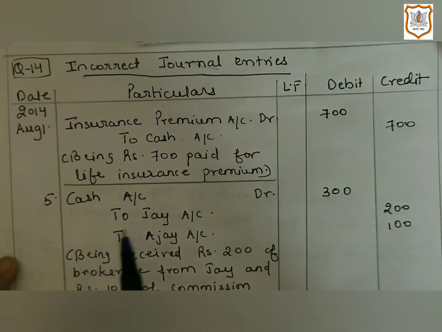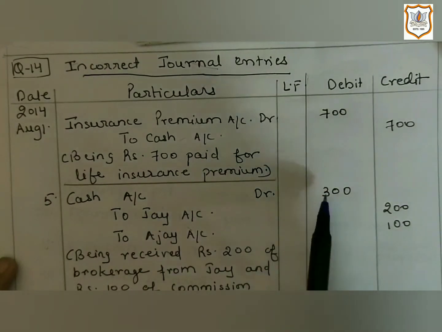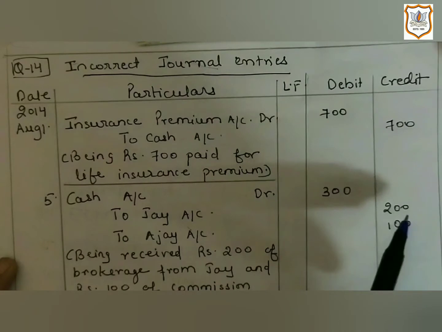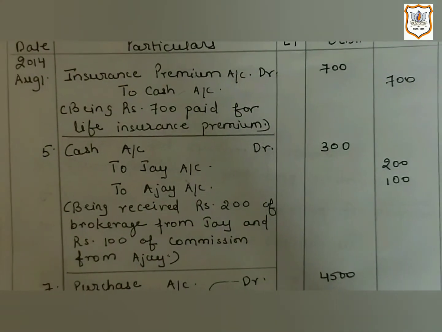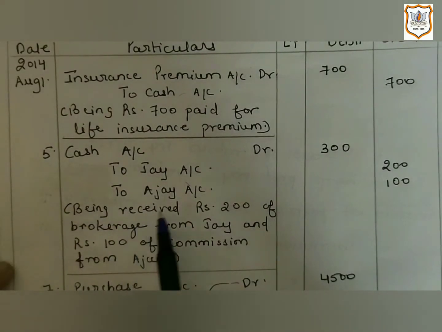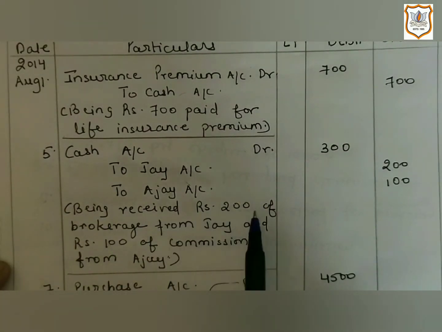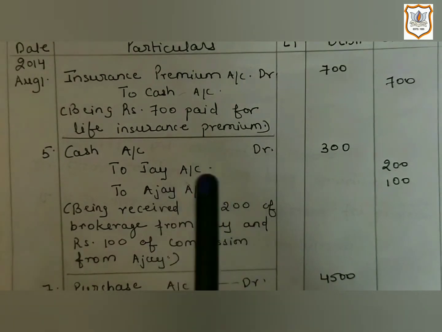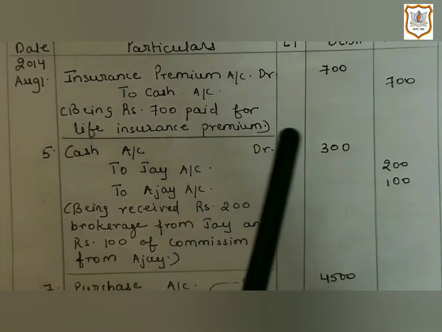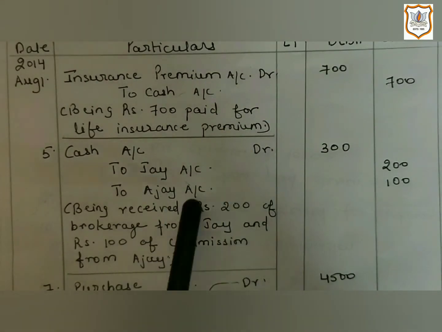Date 5th, cash account debit to J account to Ajay account. Cash account debit 300, to J account 200, to Ajay account 100. And in the narration it is given that being received rupees 200 of brokerage from J and rupees 100 of commission from Ajay. And the entry passed, which is wrong, is cash account debit to J account to Ajay account.